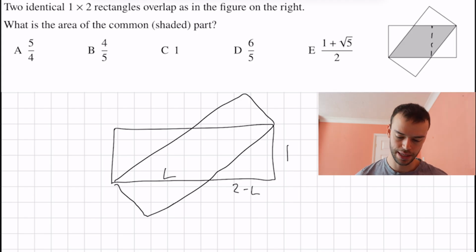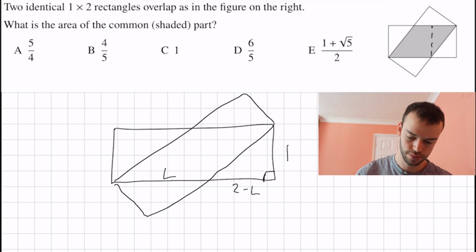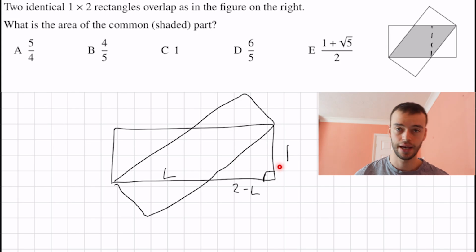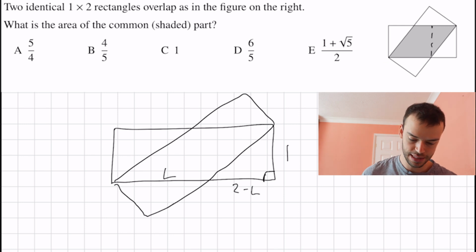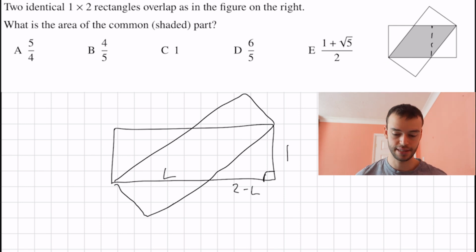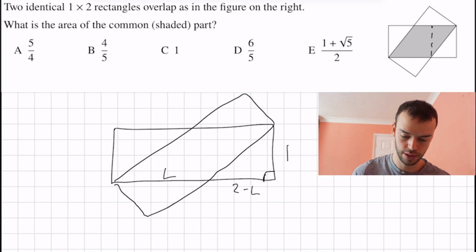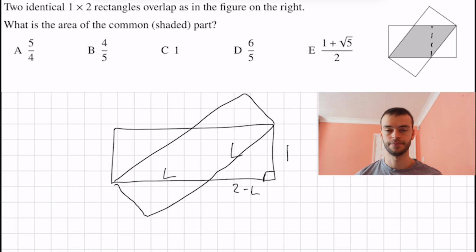Now what we have here is a right angled triangle, this one here. And since, like I said before, this shape is symmetrical about this line here, that means this triangle here is congruent to this triangle here. Therefore, this length must be the same as this length here. So we've just found that this right angled triangle has a hypotenuse of L.